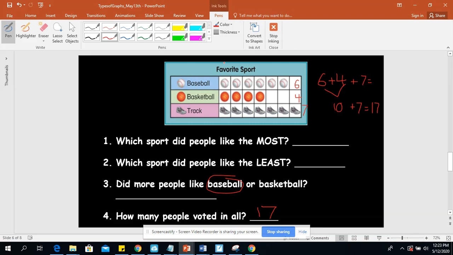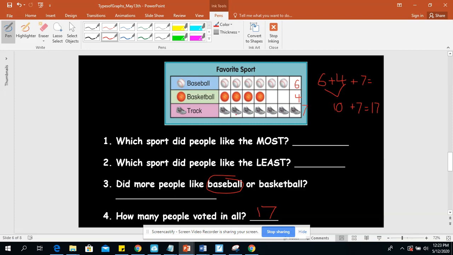Oh, and one thing I wanted to point out, when I was looking at the picture graph, I was only counting the pictures here in the white area. Baseball, basketball, and track all have a picture here to the left, but these pictures are just to help us remember what these words are saying. Only count the pictures to the right of the word.